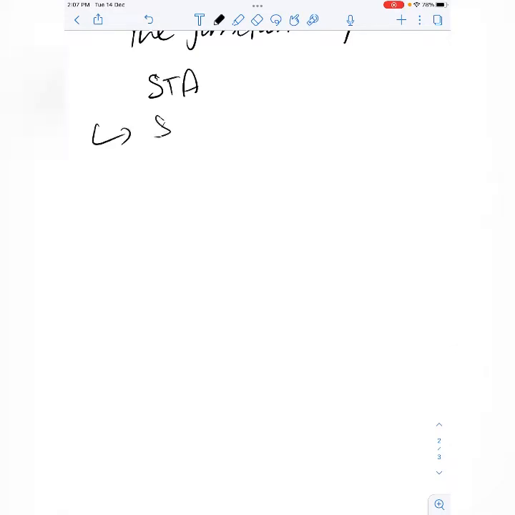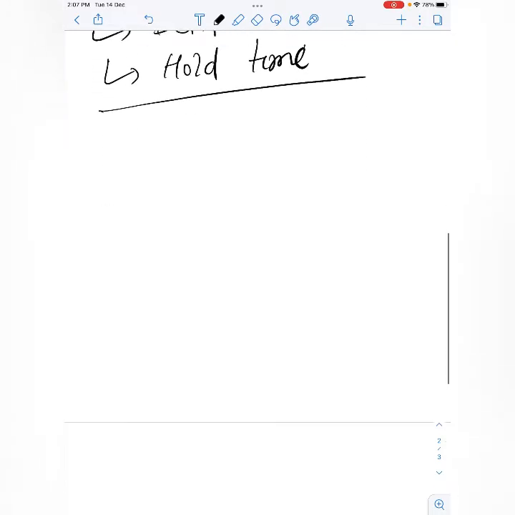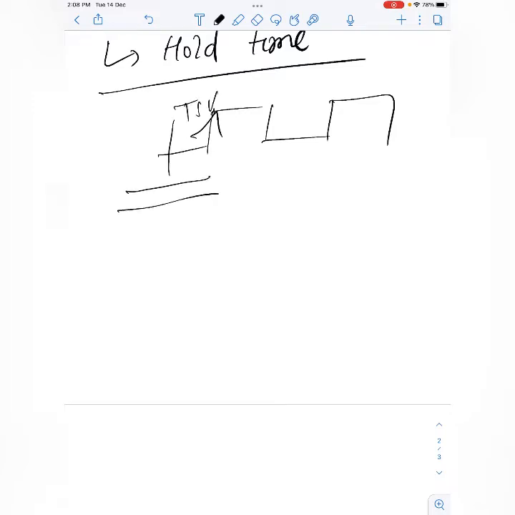So in STA there are two terms. One is setup time, second one is hold time. So if you ask me what is setup time, by definition it's the minimum time before the clock edge the input must be stable, and it shouldn't change. So this is setup time.